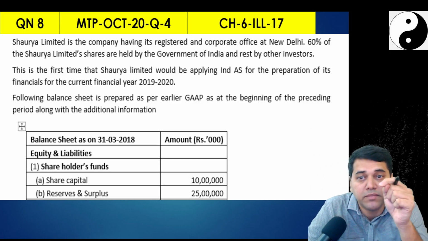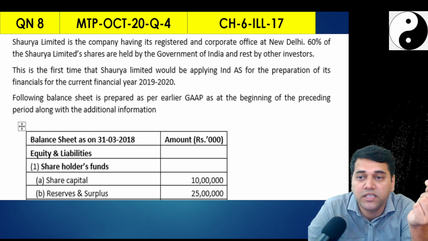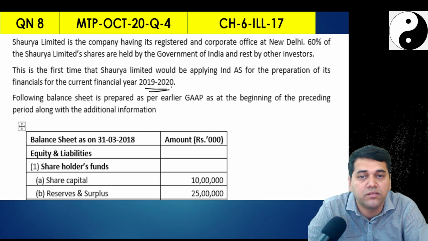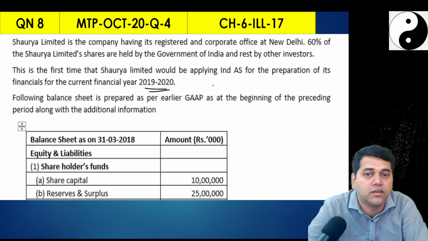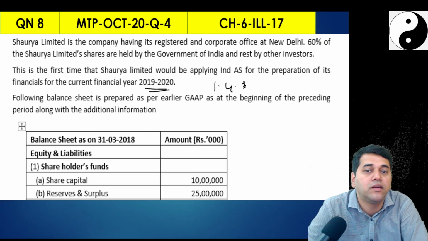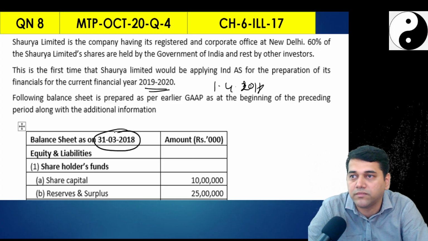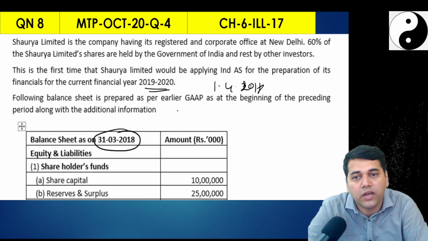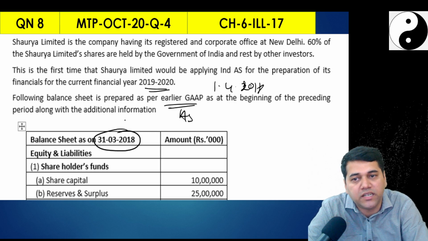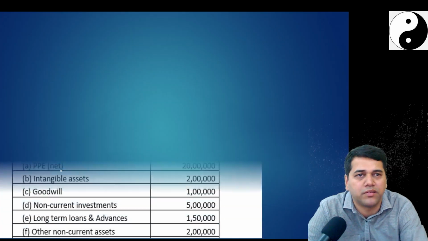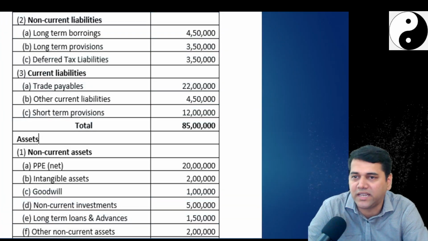This is the first time that Shaurya would apply Ind AS in preparation of the financial statements of 2019-20. So what is my transition date? 1st April 2018. That's why they said give me the balance sheet of 31st March 2018. As per earlier GAAP, the accounting standard, they gave you one balance sheet: share capital, reserves and surplus, non-current, current.